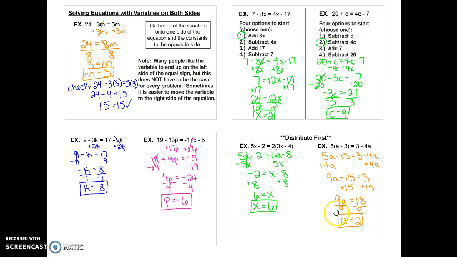Okay? Again, check your answers. Plug them back in and make sure that you get a true statement, that whatever you end up with on the left side is actually equal to what you end up with on the right side. Okay? Use your calculator for it, or you can show the work. Either is fine.